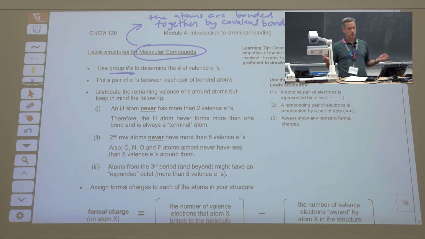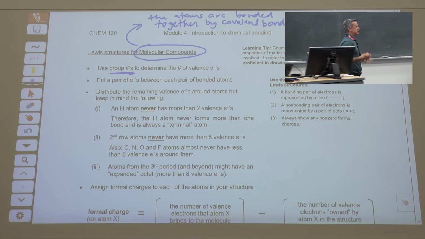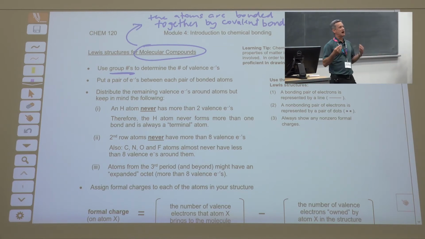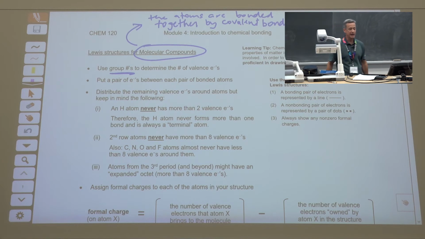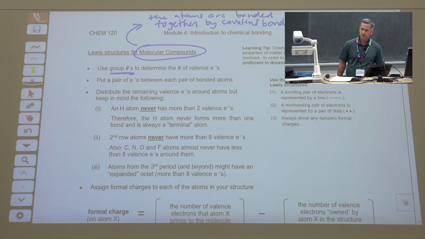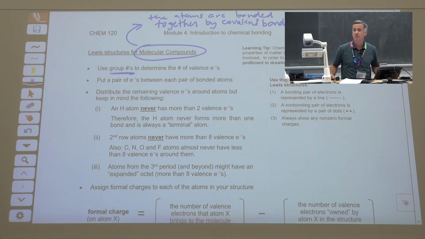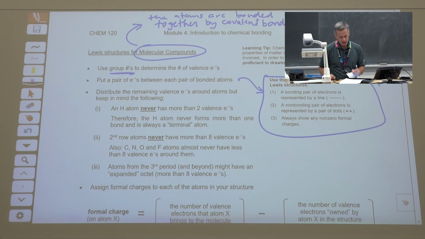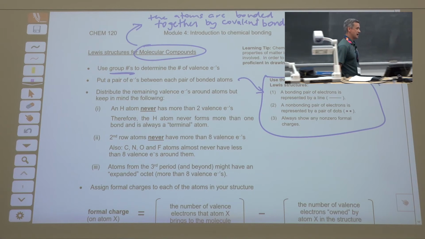Okay, then what we're going to do is put a pair of electrons between each pair of bonded atoms. Within even the simplest bonding theory, when we're talking about a covalent bond, we think of a bond as being associated with the sharing of an electron pair. A single bond corresponds to the sharing of one electron pair. But as I mentioned, every self-respecting chemist, if we're talking about bonding electrons, will represent them in a specific way. And so the way we represent bonding electrons is through a single line that represents a pair of bonding electrons.